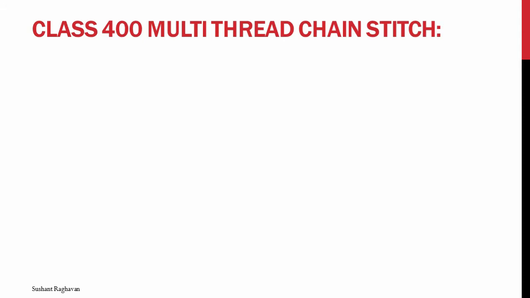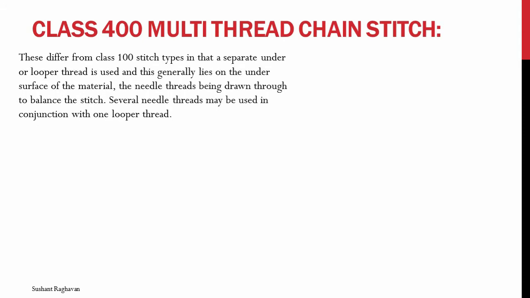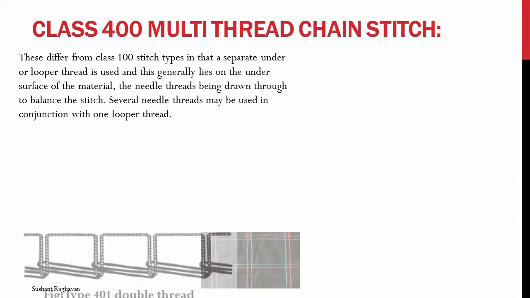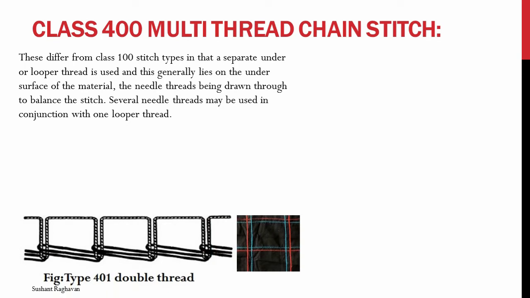Class 400 multi-thread chain stitch. These differ from class 100 stitch types in that a separate under or looper thread is used, and this generally lies on the undersurface of the material, the needle threads being drawn through to balance the stitch. Several needle threads may be used in conjunction with one looper thread. Figure type 401 double thread.